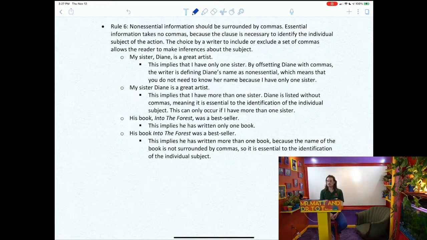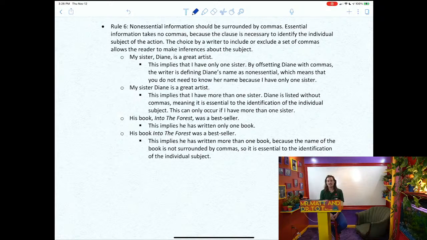So in the first example, Diane is surrounded by commas. This implies that it's non-essential information, and the only reason that my sister's name, my specific sister of whom I'm speaking, her name, the only reason her name would be non-essential is if I only had one sister to speak of. So there is a very subtle implication in the punctuation. In the second example, my sister Diane, I have no commas. That's implying that her name is essential to the identification of which sister I'm speaking of, so of whom I'm speaking.